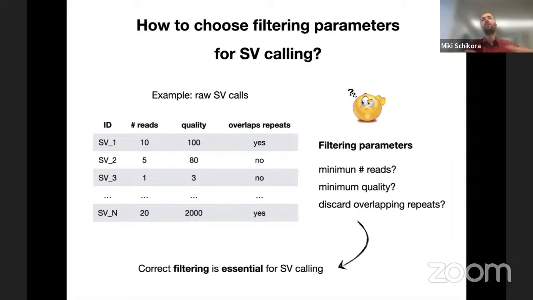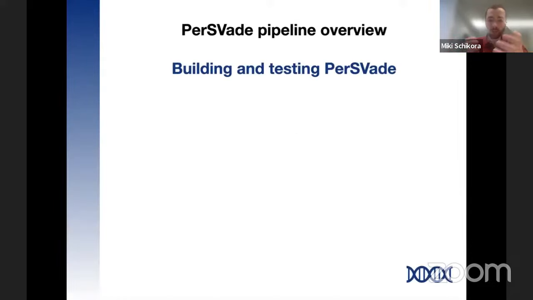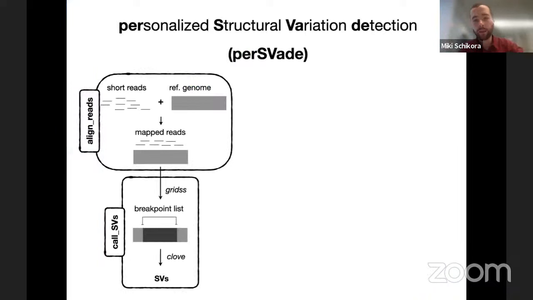But again, we don't really know how to set these for many species, which is what we try to address with our pipeline, this PerSVade pipeline. I'm going to talk about how we built the pipeline and how we tested it. It's called personalized structural variation detection. The idea is that you call structural variants in a way that is personalized for your species of interest. It has two main modules. The first takes short reads and a reference genome and maps them. The second takes these reads and identifies the structural variants.